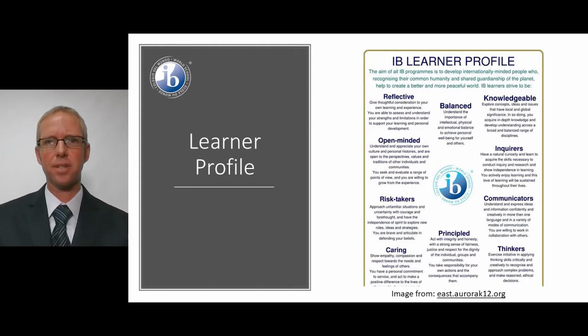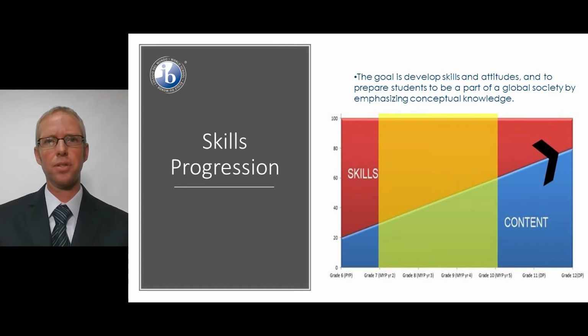These are 10 attributes that the IB has identified to be important, and as a school, we seek to model and teach these to our students. The next layer in the MYP model focuses on developing skills and attitudes so that our students are equipped with the necessary tools to be successful in the diploma program, university, and to be prepared to be a part of a global society. In the younger grades especially, we emphasize building skills so that as the level of content increases, the students are able to take that content and decipher it, analyze it, and apply it to real-life situations.